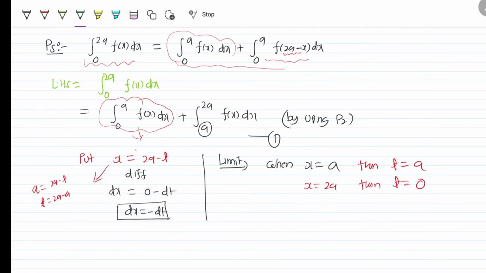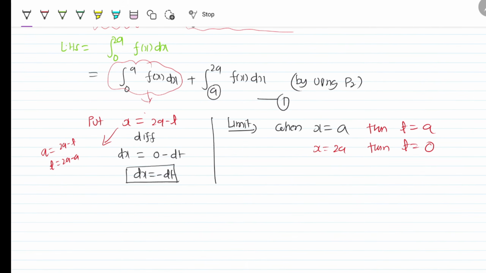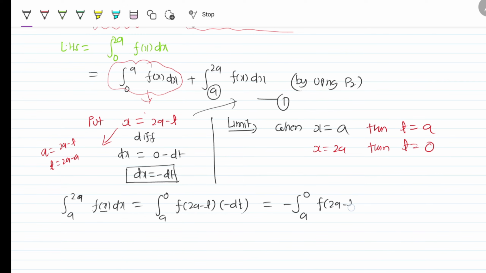So now what is the integral after doing this substitution? This substitution we are doing in the second integral. We have done substitution in the integral from a to 2a of f(x) dx, and it reduced like this. The limit becomes a to 0, and x means 2a minus t, and dx means minus dt. So this minus we can bring here first: minus integral a to 0 of f of 2a minus t dt.